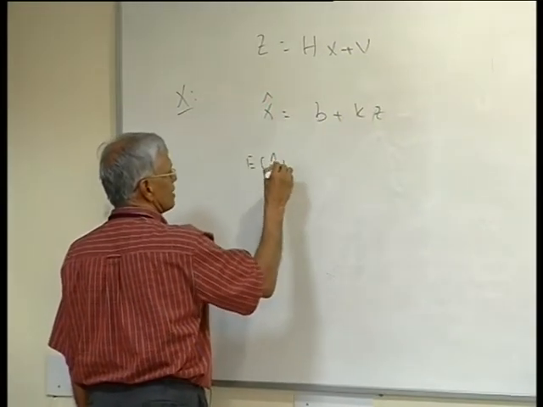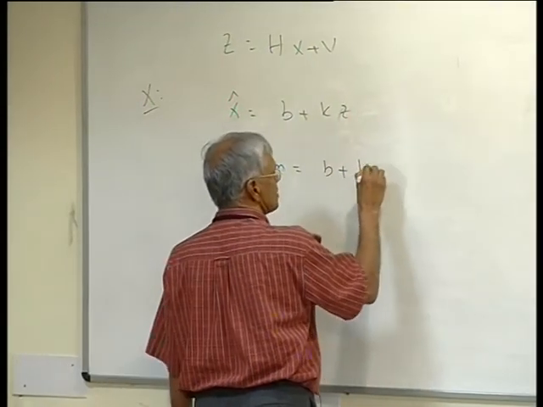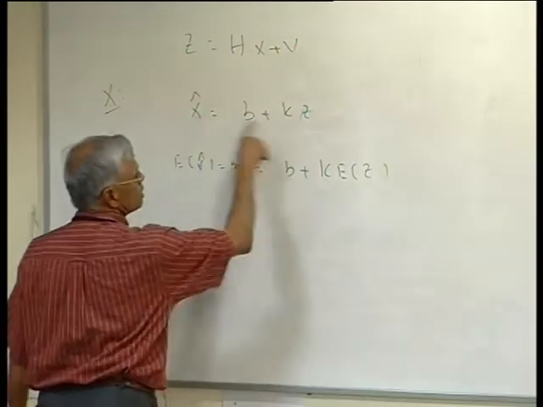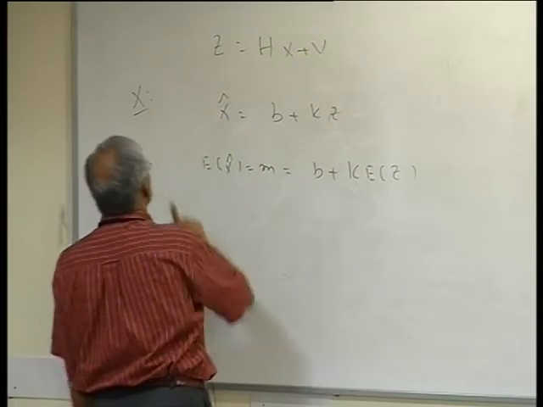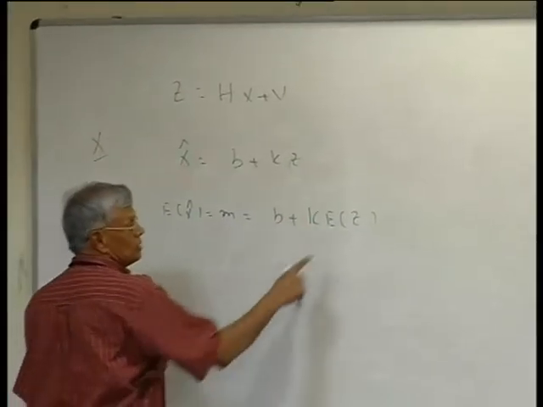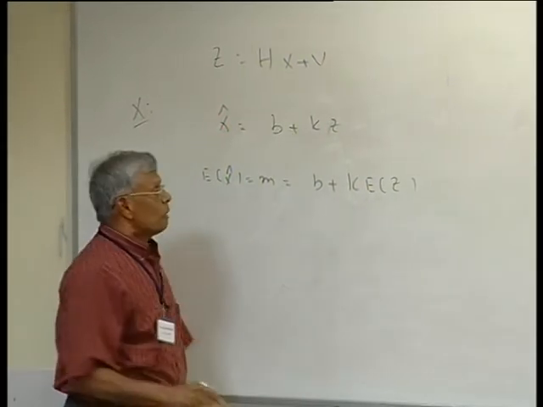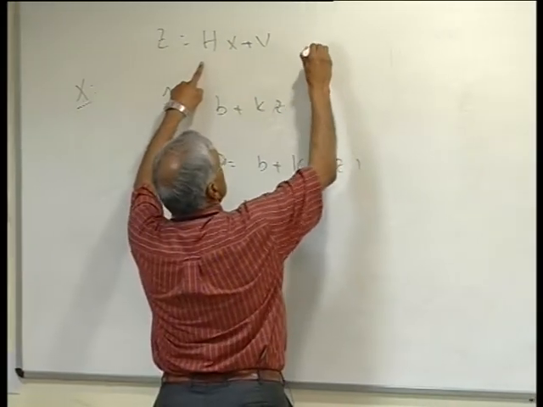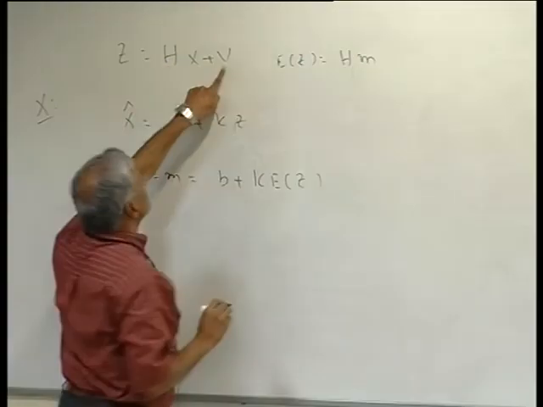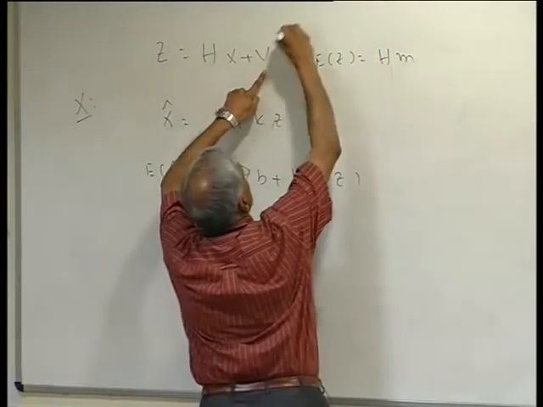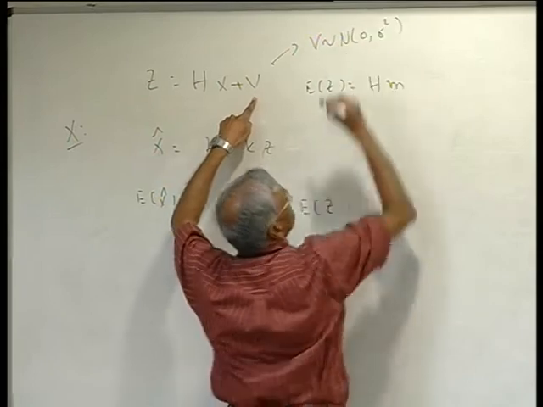So E of x hat is equal to m is equal to b plus k times E of z. So I'm taking expectations. I want this to be unbiased. I know x is a random variable whose mean is m. From this equation I get k times E of z. But what is E of z? E of z is equal to h times m, because E of v is 0. What are the properties of noise? I assume v has variance sigma square.